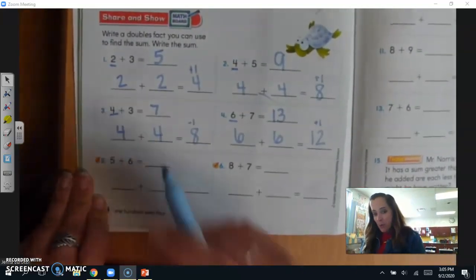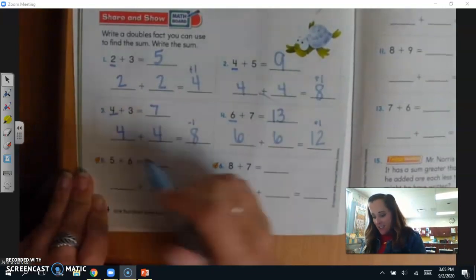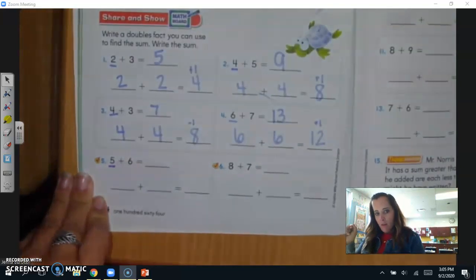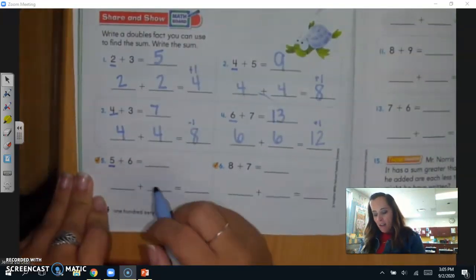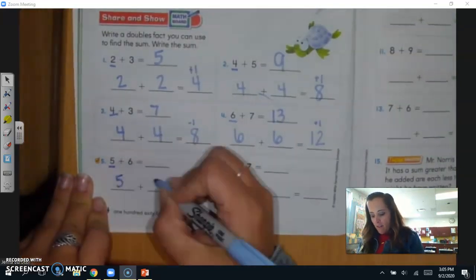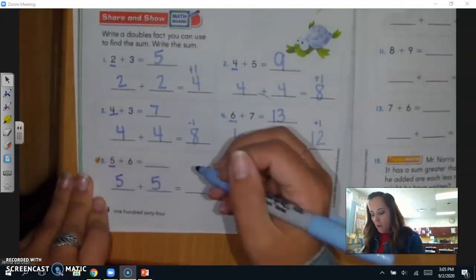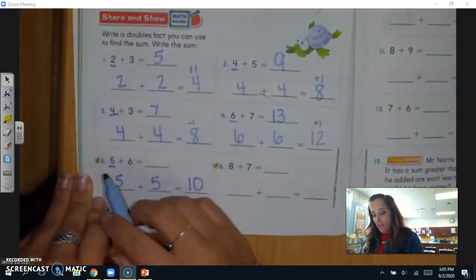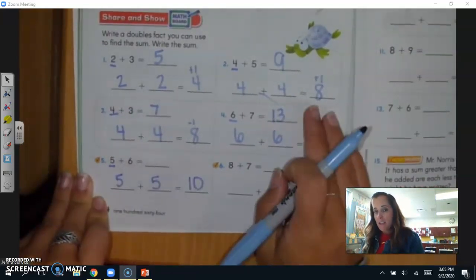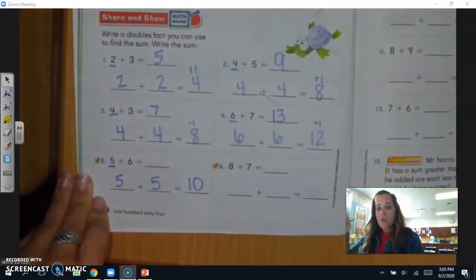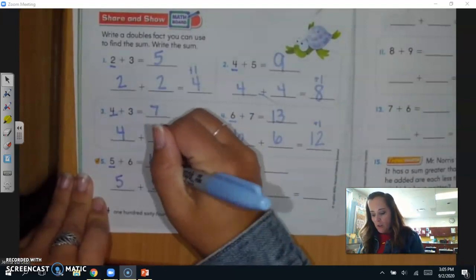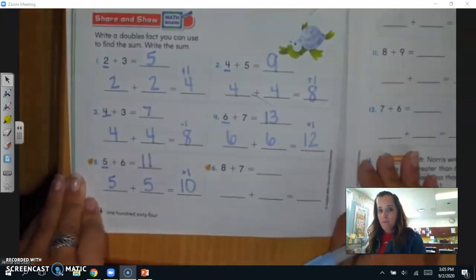5 plus 6 equals what? So I'm going to underline that first number. Does that help? I think that does help. 5 plus 5 equals 10. Again, I have to ask myself, is that 5 bigger or smaller than 6? Smaller. So I have to add 1 to get the right answer. So 10 plus 1 equals 11.